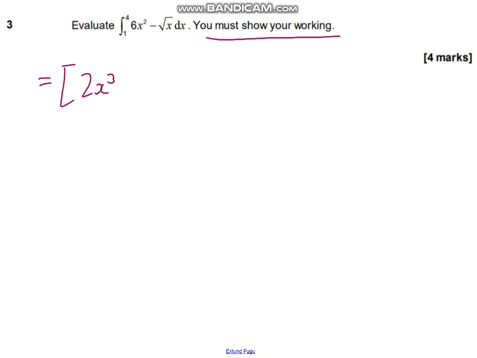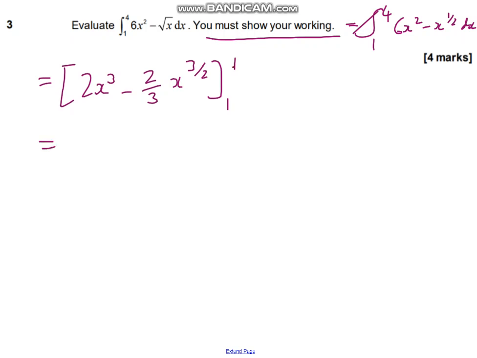That becomes 2x cubed, and the minus root x here, if we just tidy up what we would have had originally, that's going to be our integral from 1 to 4 of 6x squared minus x to the half dx. So this is going to become minus 2/3 x to the 3 over 2, which we then evaluate between 1 and 4. Our power of x was a half, we increase it by 1 to 3 over 2. Dividing by 3 over 2 is the same as multiplying by 2 over 3.